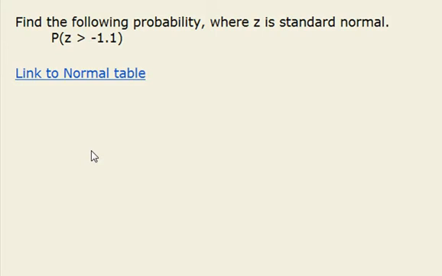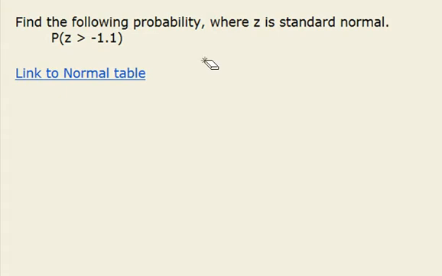We want to find the probability that a standard normal z is greater than negative 1.1. The table that we have, if you would click on the link to the normal table, is set up to allow us to find the probability that a standard normal is less than a quantity. So we can use a trick to change our greater than here into a less than.